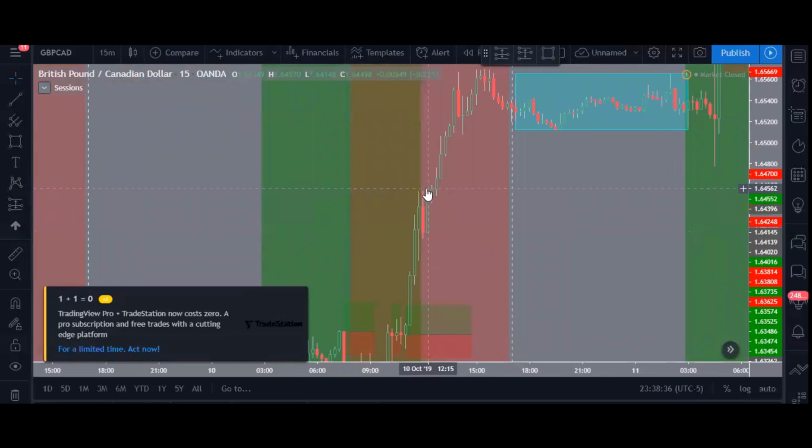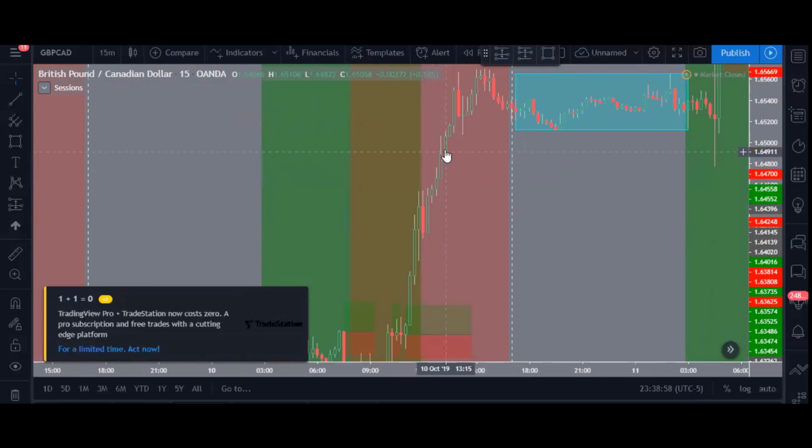Push up hard. Ends up closing right there. My stop loss would be at the bottom of that candle, so it would only move up slightly. This candle continues to push up and close. Stop loss would be there. Push up and close. Stop loss would be there. Push up and close. Stop loss would be there.